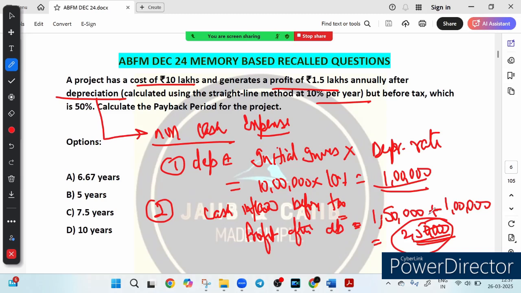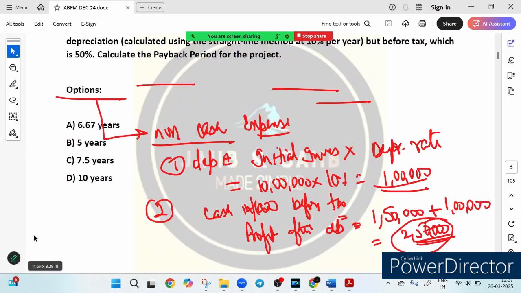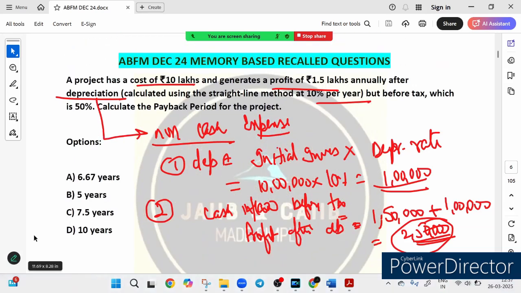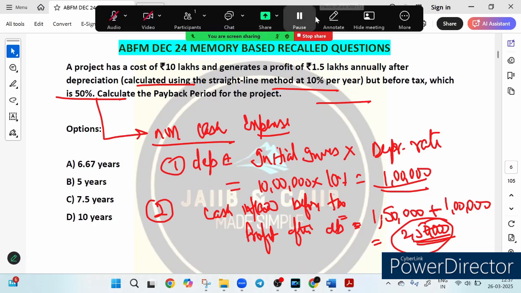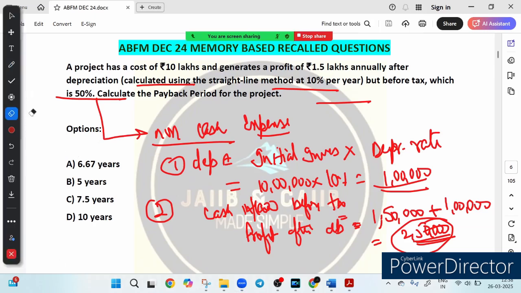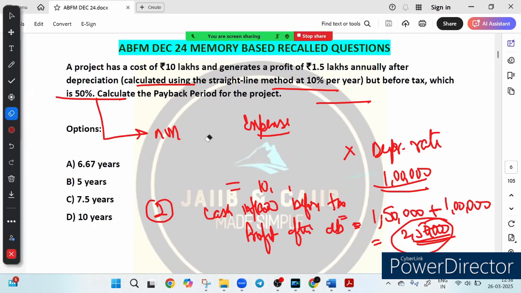Now we have to calculate the cash inflow after tax, because that is what matters here. How do we find the cash inflow after tax? We know the cash inflow before tax. The formula is quite simple. Let me erase the first part here, and now I will do the calculation here.